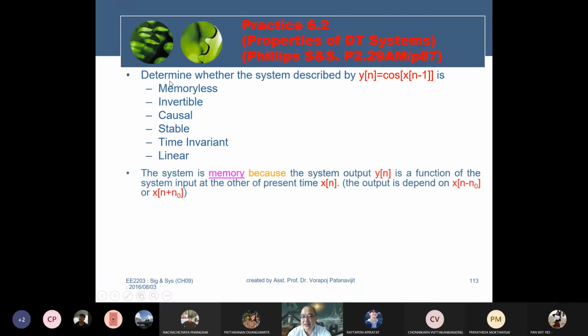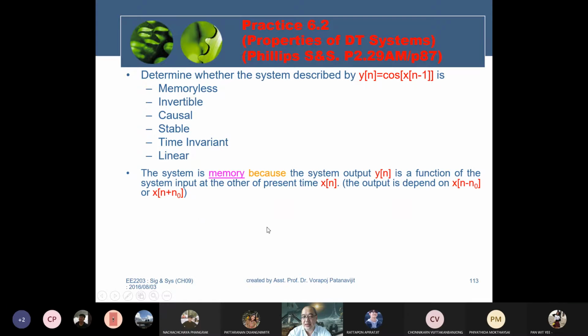You can see that in this case the system is not memoryless, because the input is already in a time-shifted version, x[n-1]. The system has memory because the output y[n] is a function of the system input at a time other than the present time n, and the output depends only on x[n - n0]. This means the output depends on the time-shifted version of the input.